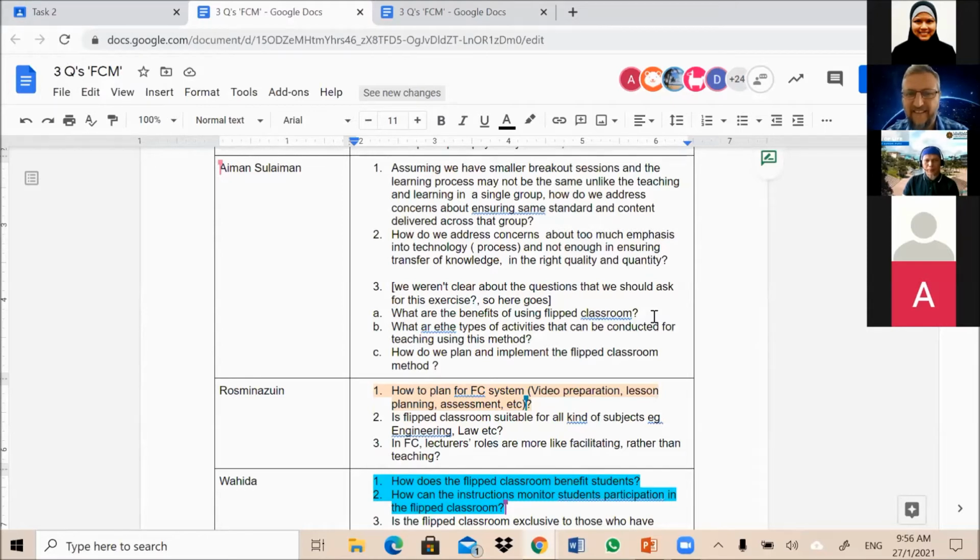Yeah, the students participate more. Make the students active. Yes. Yeah. Good answer. Good question. Good answer. Any other people with a different answer?